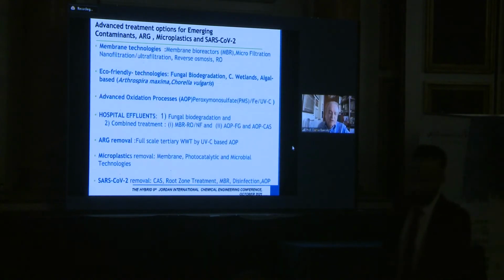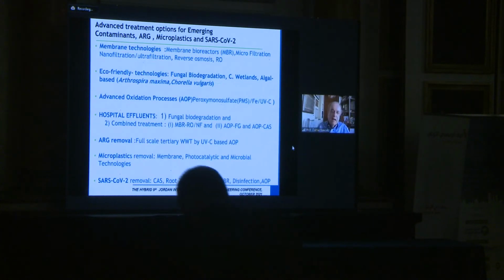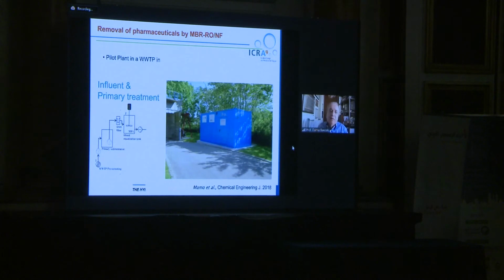So I will briefly talk here about different technologies, membrane technologies, and different types of membranes. You are familiar with them. Low pressure and high pressure membranes, eco-friendly technologies. We have been doing a lot of work with fungal biodegradation, also with microalgae, advanced oxidation, and then some applications to hospital effluents, because it's a hot spot. Then some examples of removal of the antibiotic-resistant genes in a real plant using advanced oxidation, some examples on microplastics, and some examples also on the removal of SARS at the end. If I have time, I hope, otherwise I will go briefly.